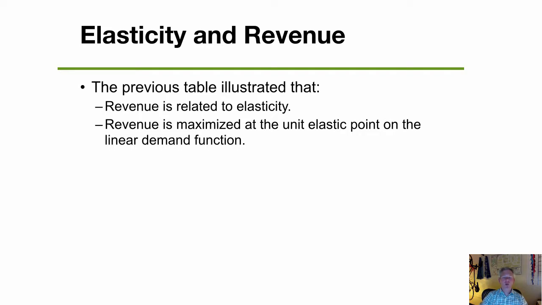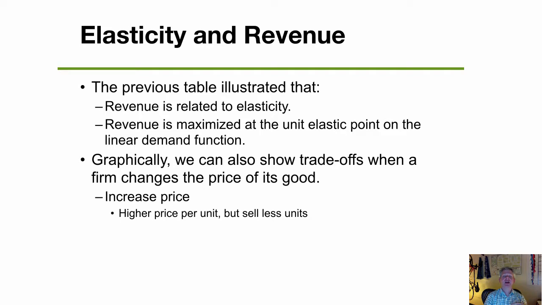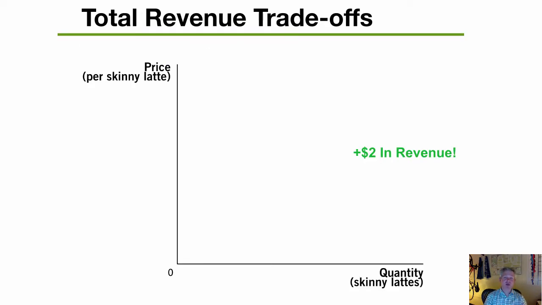So what we saw in this previous table is that revenue is related to elasticity. Revenue is maximized at the unit elastic point on the linear demand curve. Right? That was the point at which we had the highest revenue. All right? So we can show the trade-offs of changing prices for a firm on a graph. We can increase the price and we raise the price per unit, but we sell less units. If we lower the price per unit, we sell more units, but the total revenue goes down.